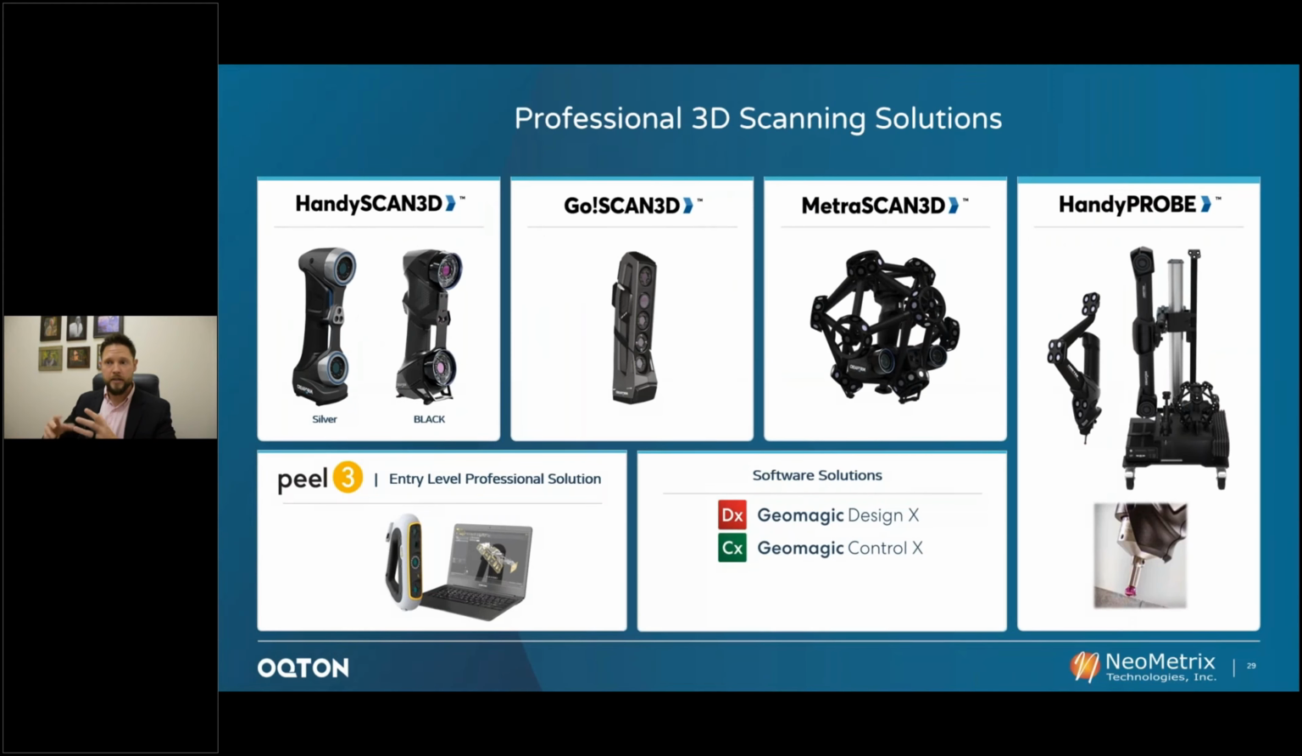And before I end this, I do want to show, just a real quick overview of our scanners. We've talked about the Handyscans. We got a couple lines there. And the Metroscan we touched on, the Metroscan and the Handy Probe, which is actually a handheld CMM. Those all are kind of one big kit that you can have together. The GoScan I haven't touched on yet.